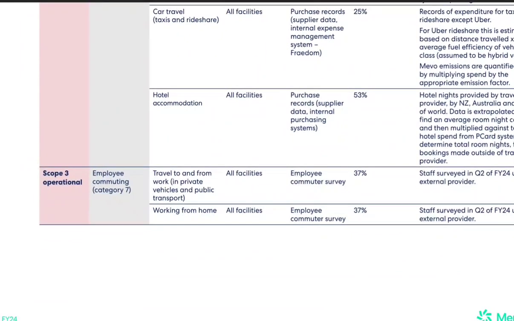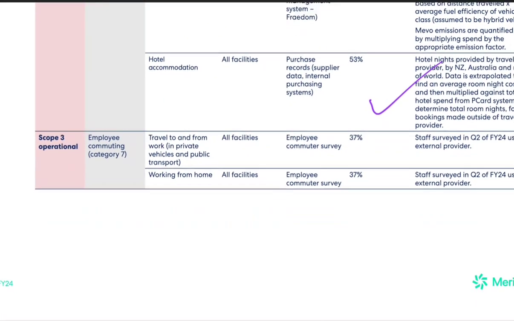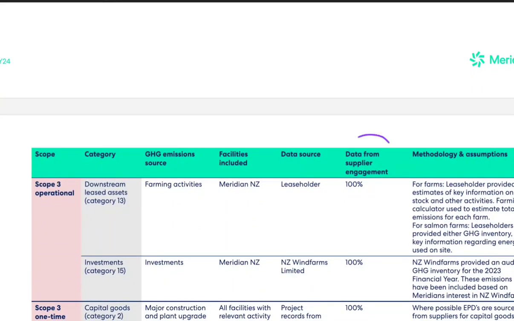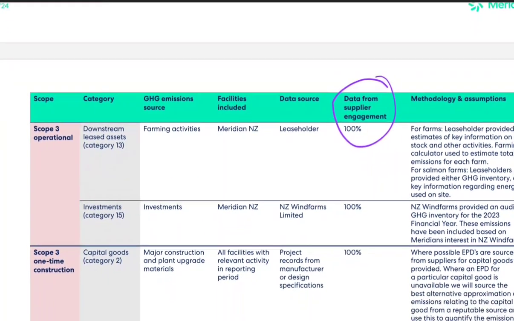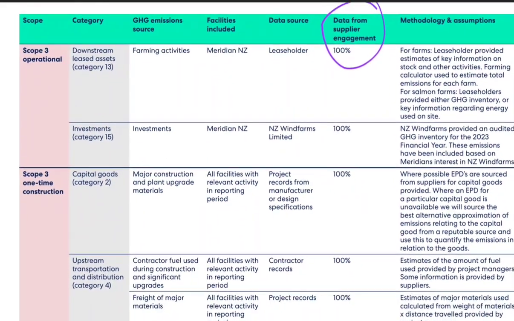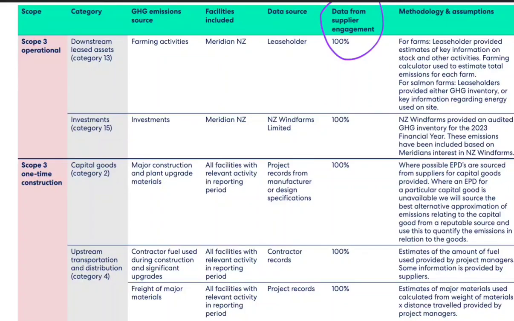So all the relevant scope 3 categories are covered here. And even this is also interesting, how much level of engagement of the supplier for this particular activity and associated emissions. Yeah, you can see this.